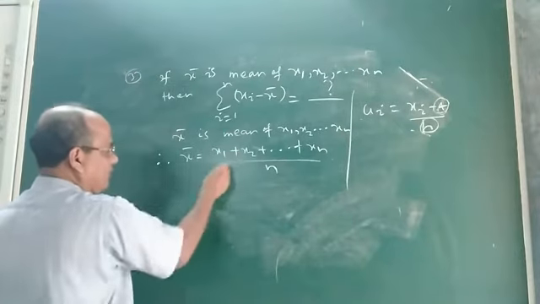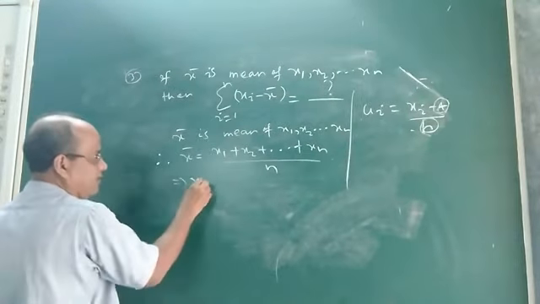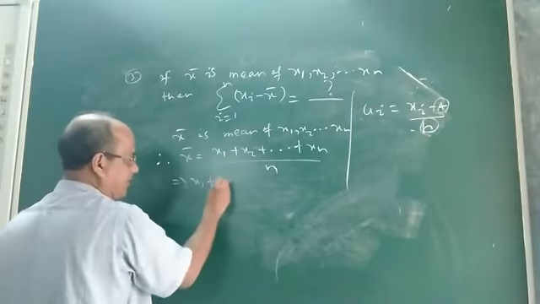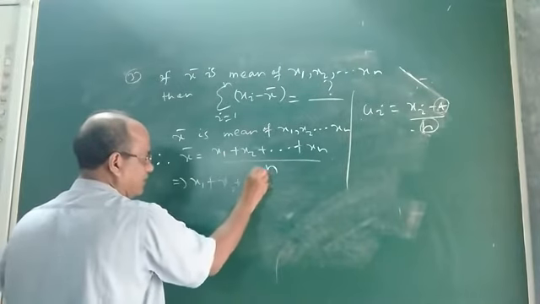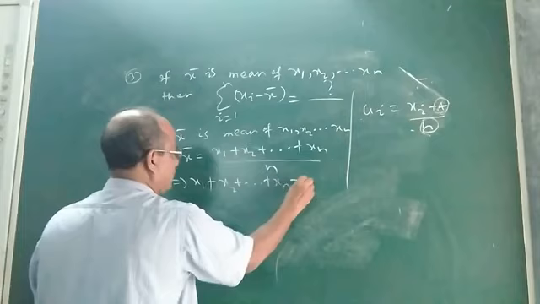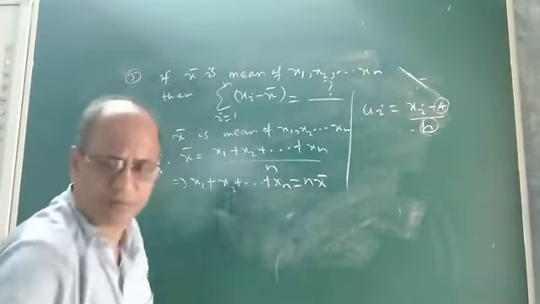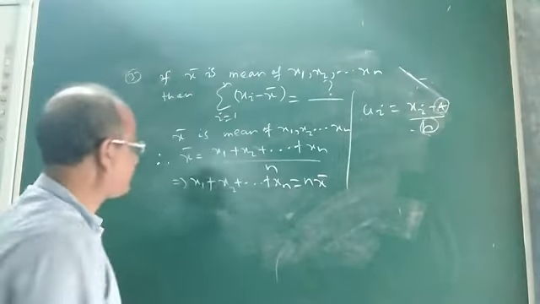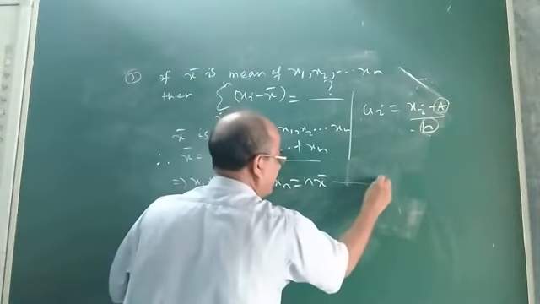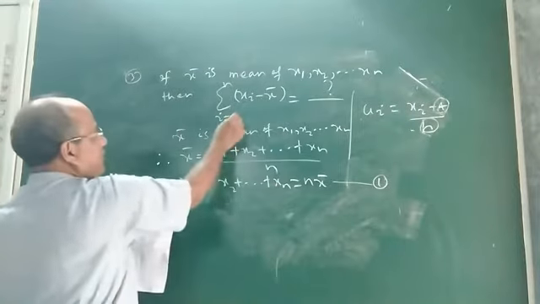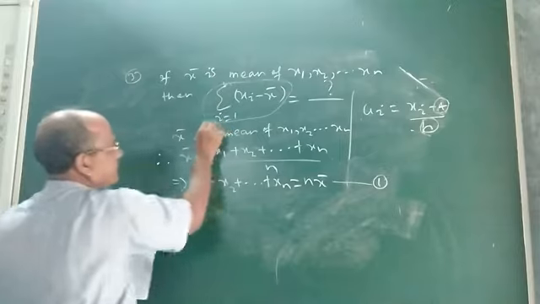So first you find the sum of observations. This implies x1 plus x2 plus up to xn equals n x bar. Suppose this is equation 1. Now we have to find the value of this expression.